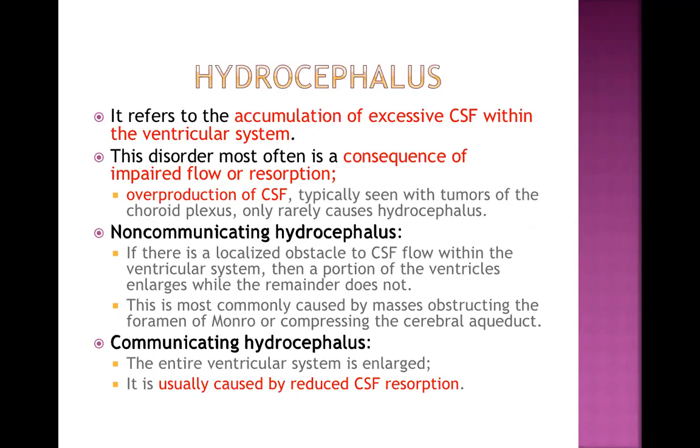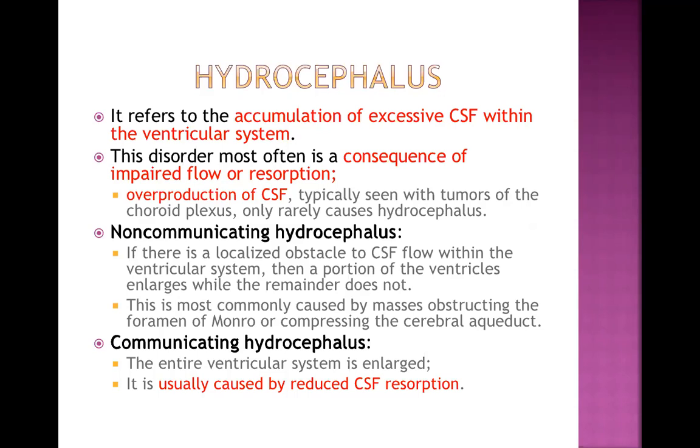If there is any disturbance in the balance, either in the production or in the absorption of CSF, then there is excessive accumulation of CSF inside the ventricular system of the brain, and this is called hydrocephalus. So what is hydrocephalus once again? It refers to the accumulation of excessive cerebrospinal fluid within the ventricular system of the brain.